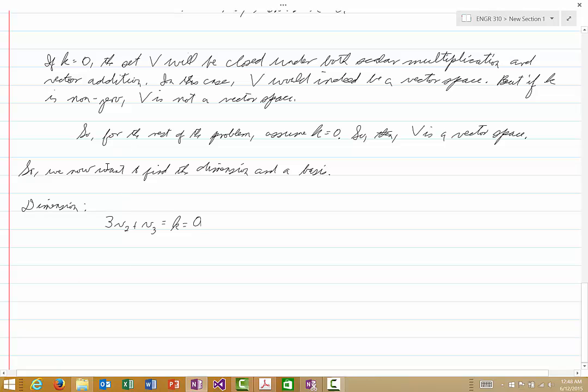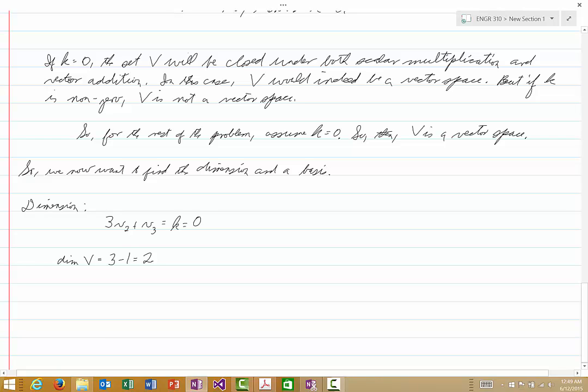Now the underlying space R3 has a dimension of 3, and we are placing one restriction on it, so the dimension of V is equal to 3, which is the dimension of the underlying space, minus 1, which is the number of restraints, and so the dimension is going to be 2.